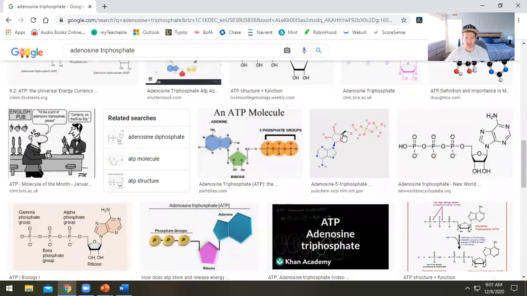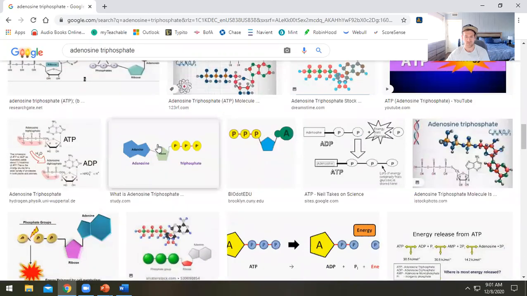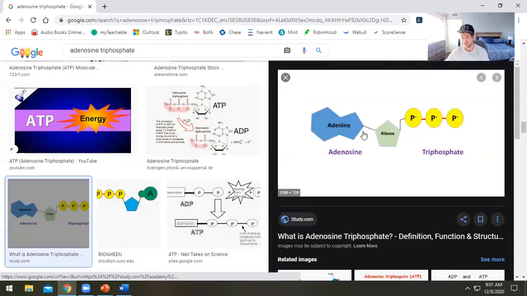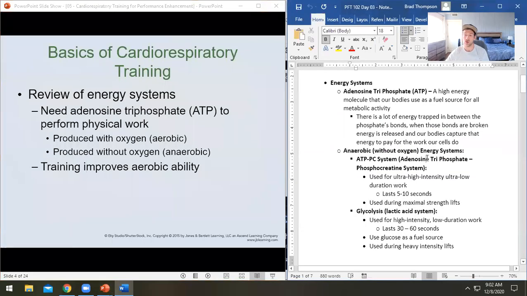My favorite version is actually just a much simpler drawing. I like this version. So you can see here's your adenosine, and there's your three phosphates. And the reason we have ATP is because, like I said, it takes energy in order for you to do work.